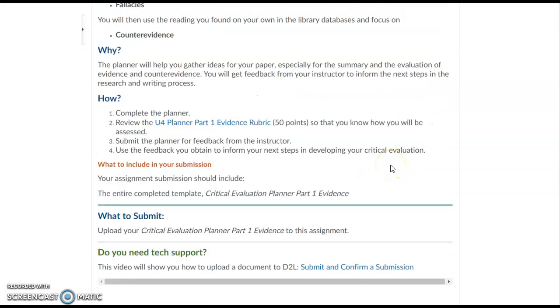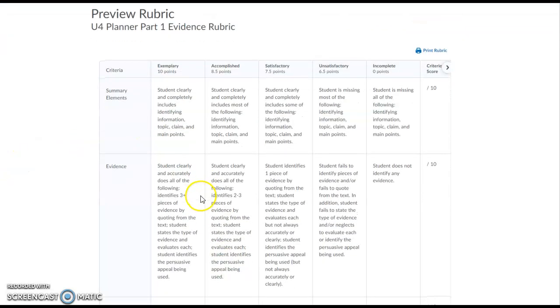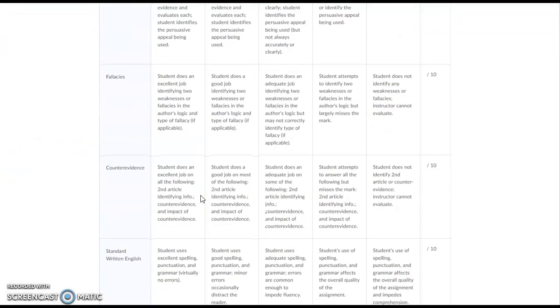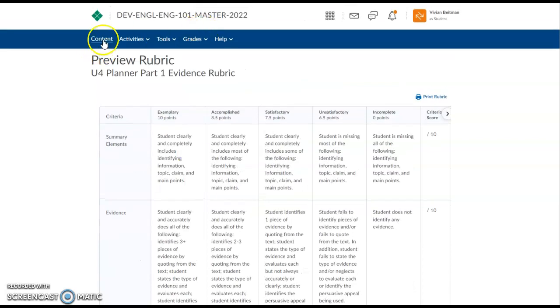Eventually, you will be writing a paper about how your author and the original author assigned by your instructor have dealt with the issue at hand and made their case to their respective audience members. You will want to upload the Critical Evaluation Planner Part 1 through D2L, but make sure you have also looked at the rubric so that you know how your instructor is going to assign points.